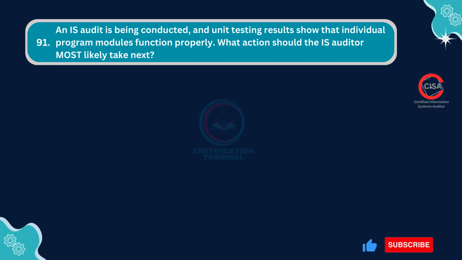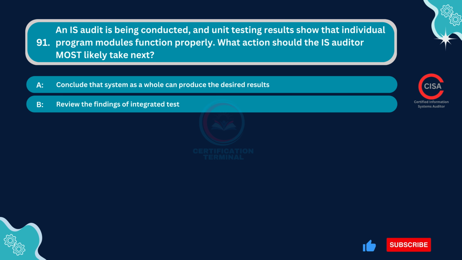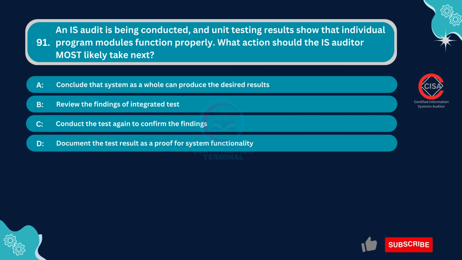Question number 91. An IS audit is being conducted, and unit testing results show that individual program modules function properly. What action should the IS auditor most likely take next? Option A, conclude that the system as a whole can produce the desired results. Option B, review the findings of integrated test. Option C, conduct the test again to confirm the findings. Option D, document the test result as a proof for system functionality.